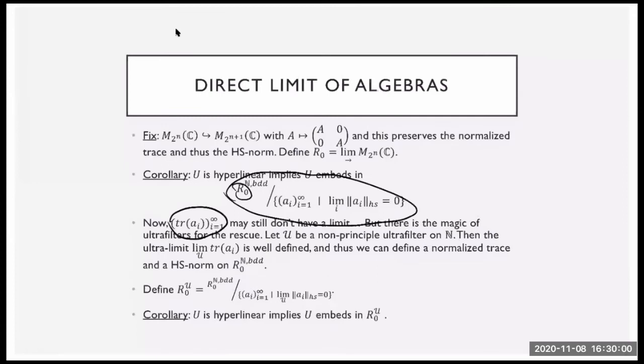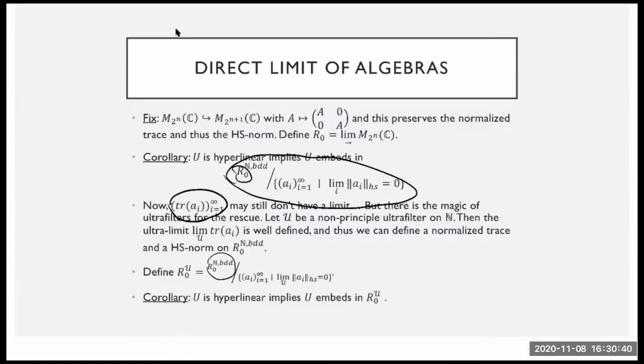And now I claim that being hyperlinear is the same as being embedded in the sequence of elements in this sequence of elements. But when I care only about the inputs in the ultrafilter, so instead of modding out by sequences whose limit in the Hilbert-Schmidt norm is 0, I now mod out by elements whose Hilbert-Schmidt norm ultralimit is 0. Great, and we call this the ultra power of R naught, metric ultra power of R naught actually.